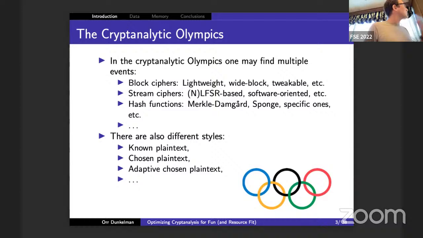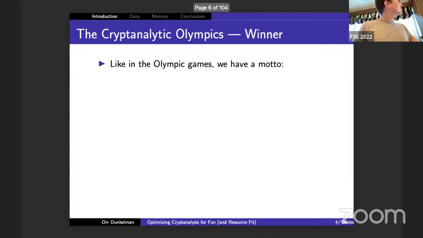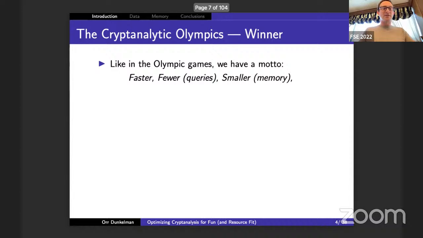I know that I'm also responsible for papers trying to break a scheme that has 512-bit keys using 2^508 time and 2^162 data. And I don't even remember how much memory. So obviously, this is not the best attack we can think of, but it was accepted. Now, just like in the regular Olympics, we have a motto which says faster, fewer queries, and smaller memory. This is what we're trying to do.